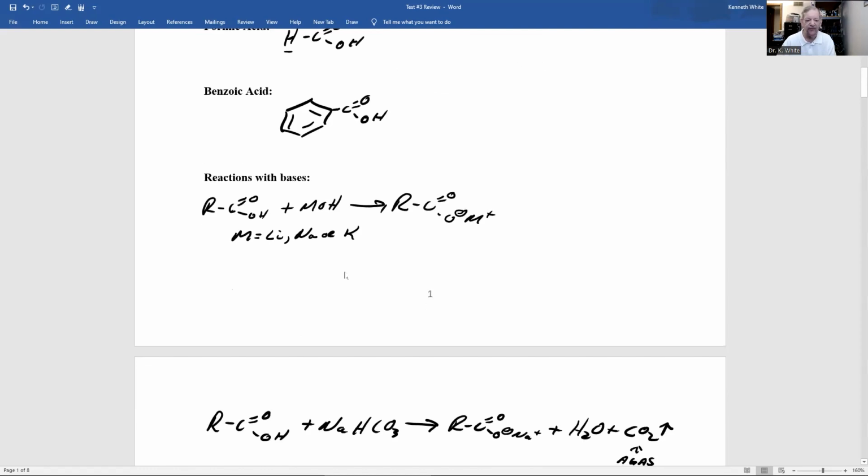Now, carboxylic acids are called acids because they have an acidic proton. You react it with a base, and you get the carboxylate anion, also known as a carboxylate salt.